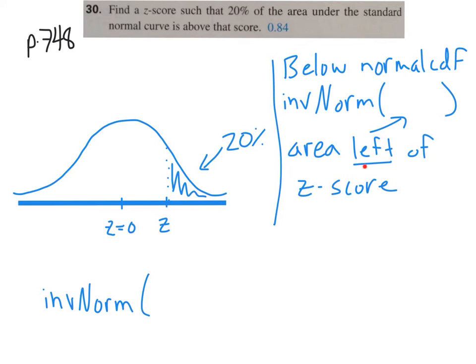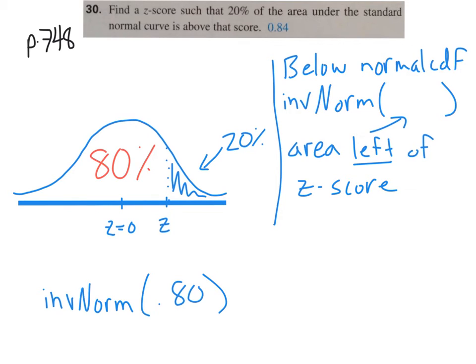So this is pretty specific. Make sure it's area to the left, because look at this picture here. Area to the left of the z-score we're after would be all the area down here, right? Well, that area is 80%. So if we want that z-score, we're actually going to have to plug in 80% in our inverse norm. Technically, you never plug in percents, you want to plug in a decimal. So down here, inverse norm, we're going to plug in a 0.80.